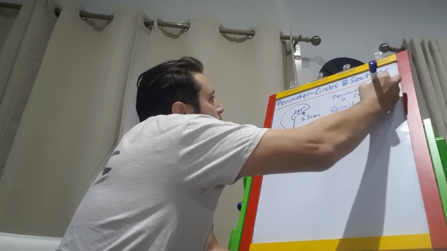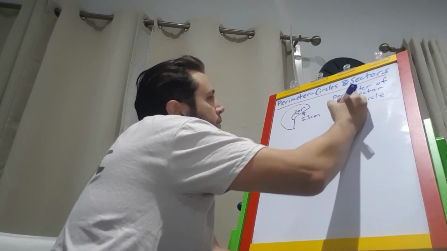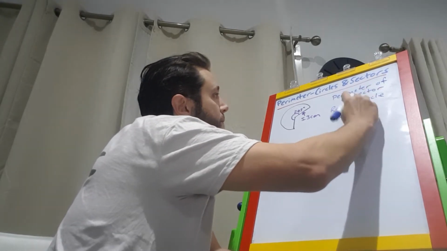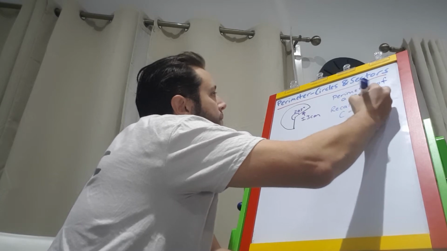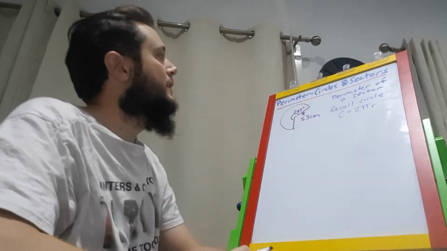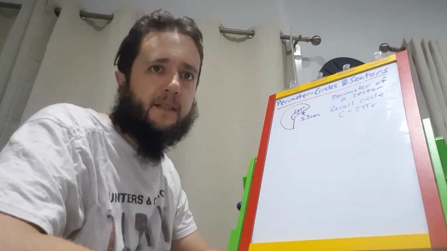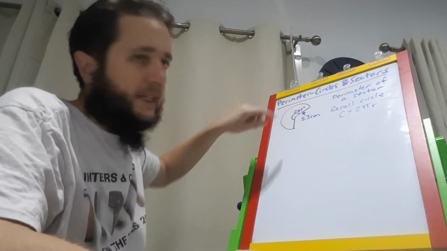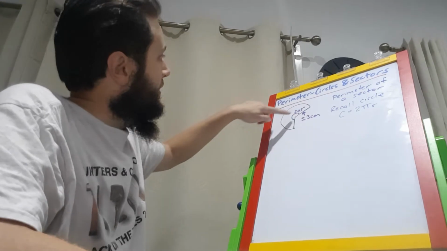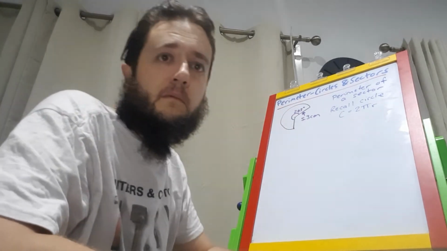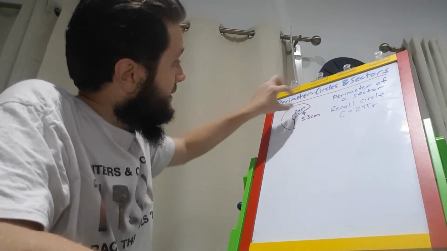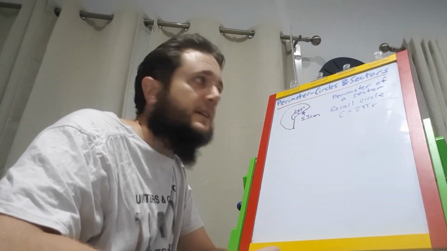Now, recall for a circle that the perimeter was, what was it? C is 2 pi r. Well, there's a few things different about a sector, isn't there? Firstly, these straight lines here are part of the perimeter now. What's the length of each of these? The radius, right? The length of that's going to be the radius. The length of that's going to be the radius.